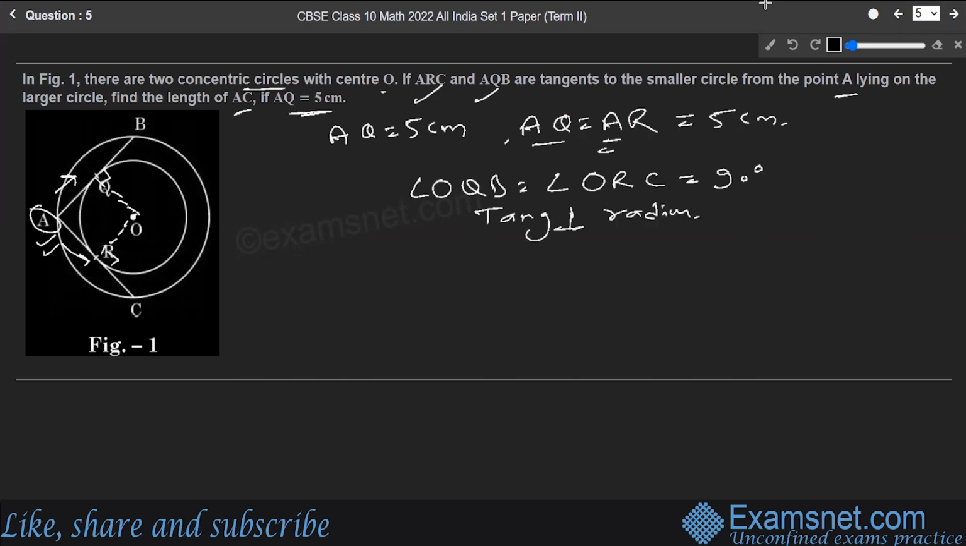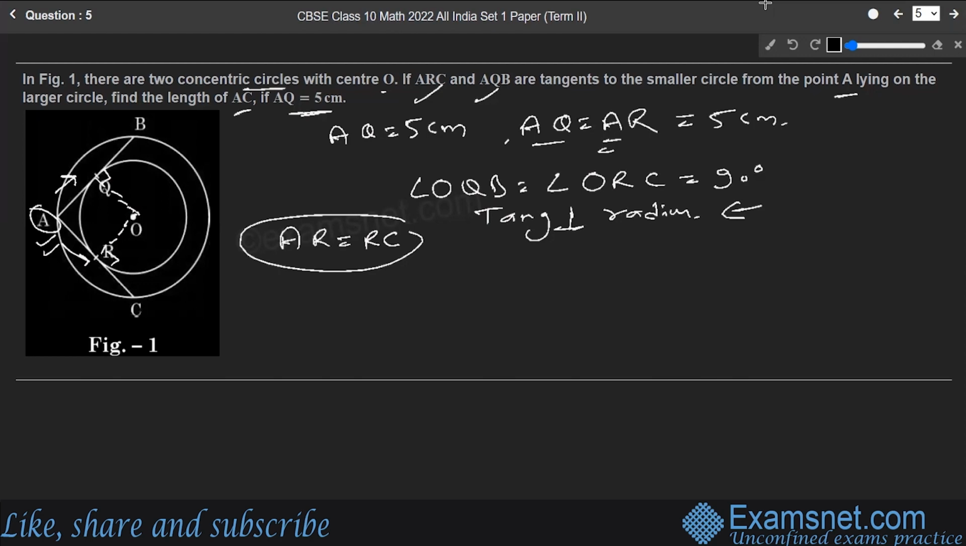So that's why OR and OQ are the radii, and AC and AB are the tangents, so they are perpendicular to each other. That's why these angles are created as 90 degrees. Now AR is equal to RC, logic being, as per this theorem, the perpendicular drawn from the center of the circle to the tangent divides the tangent in two halves. Okay, that is the theorem.